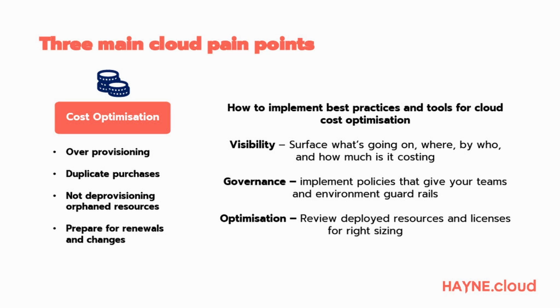So to round up, you need to surface what's going on where, by who and how much it is costing your organisation. Introduce some basic governance such as budgets and policies to act as guardrails. And finally, regularly review deployed resources and licenses for right sizing and correct purpose.